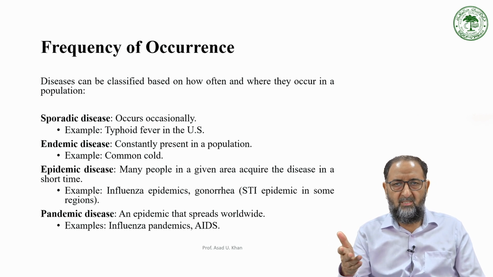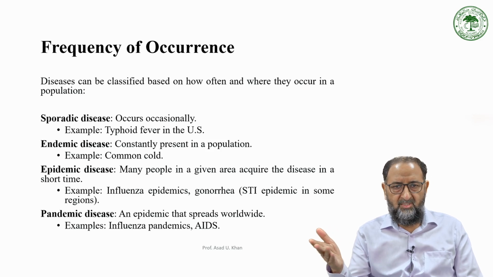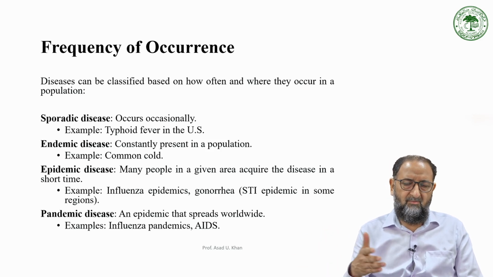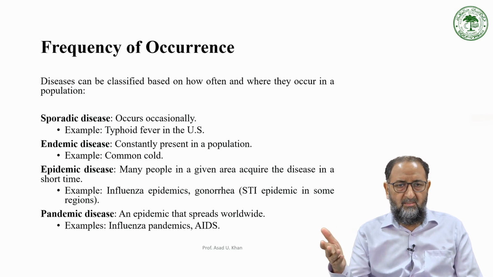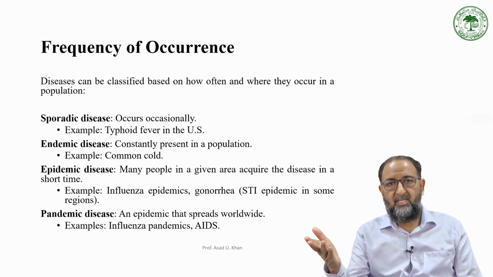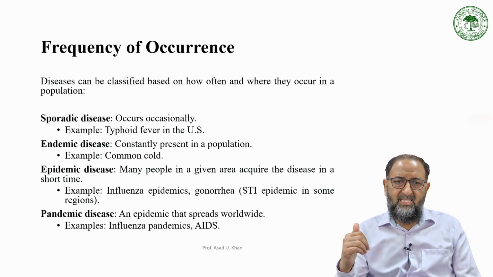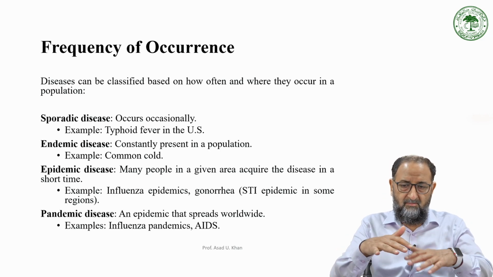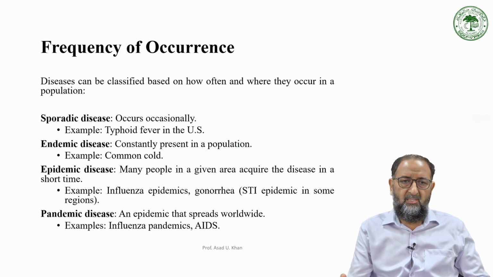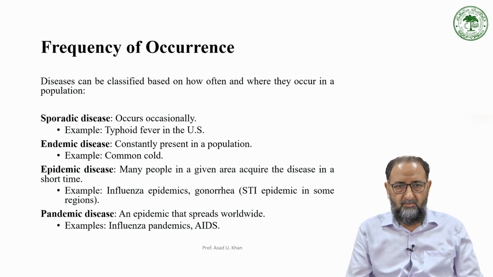For example, typhoid occurs maybe at some time of the year, maybe in autumn or in the rainy season. Typhoid fever may occur in some countries, like in the US, very occasionally. We call it sporadic. Endemic disease means a disease constantly present in a particular population. So we call it endemic, like an infection occurring in a particular contained population. We call it like the common cold.